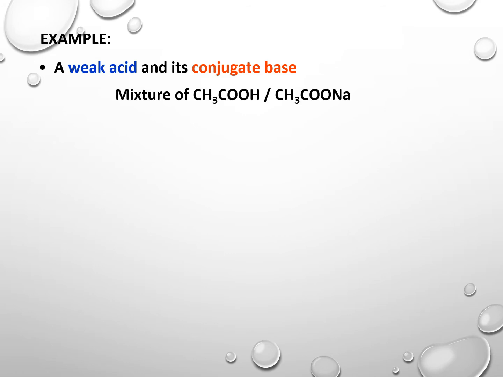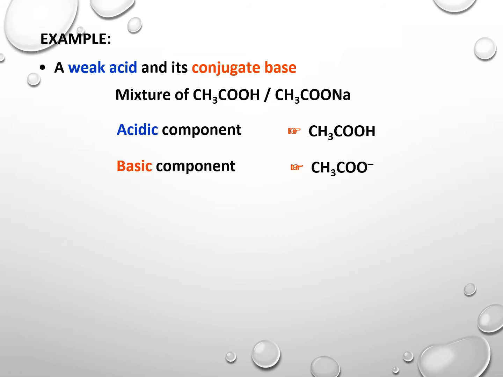Let us look at examples. A mixture of weak acid and its conjugate base forms an acidic buffer. For example, the mixture of ethanoic acid and sodium ethanoate. The acidic component is the weak acid ethanoic acid, and the basic component is the conjugate base ethanoate ion.